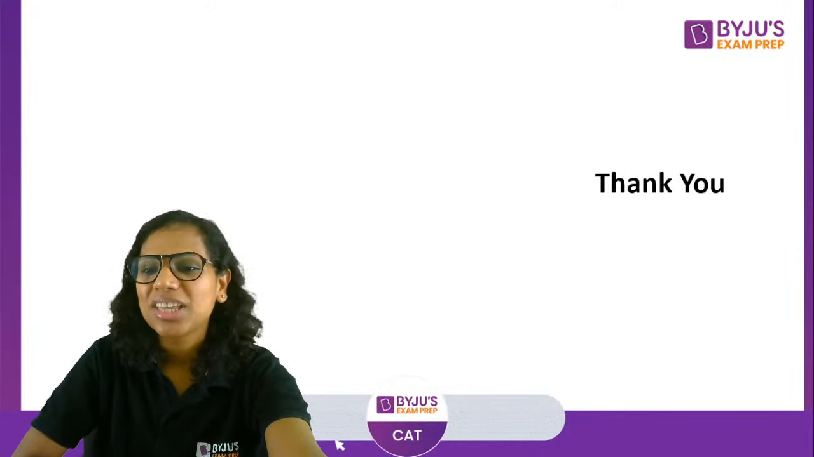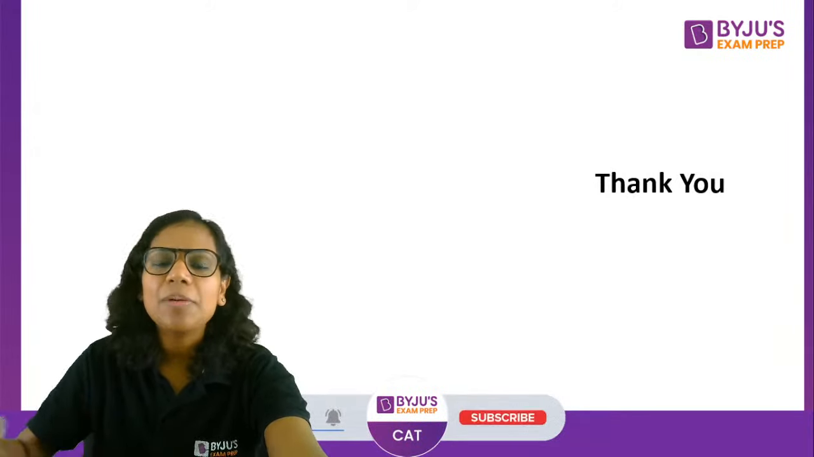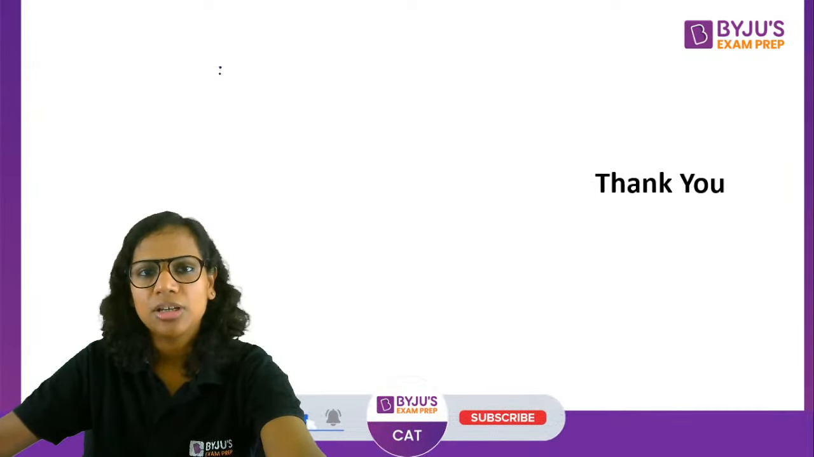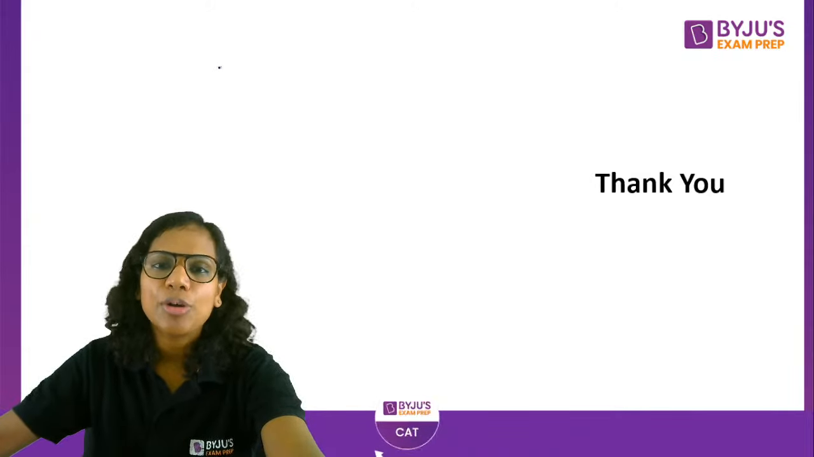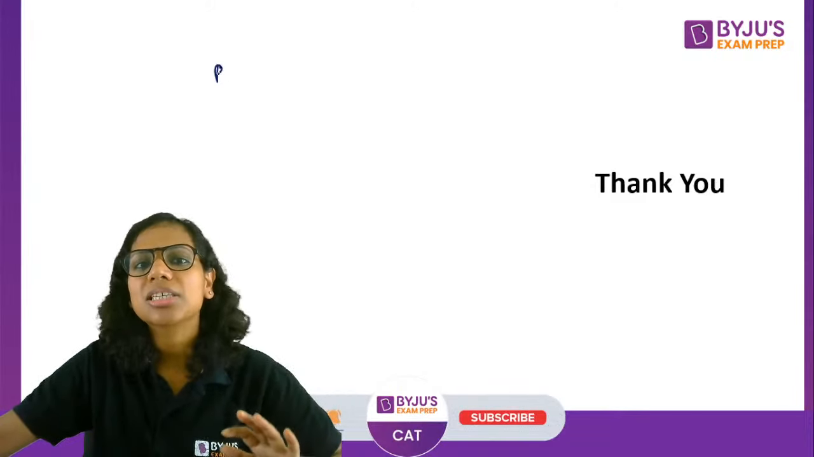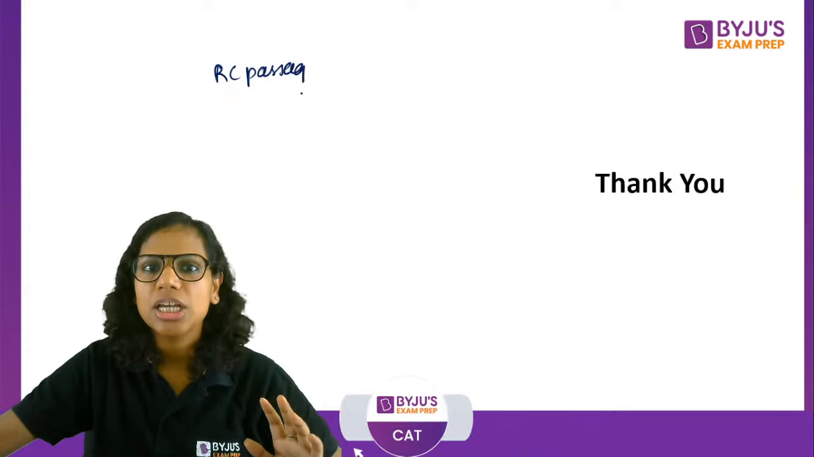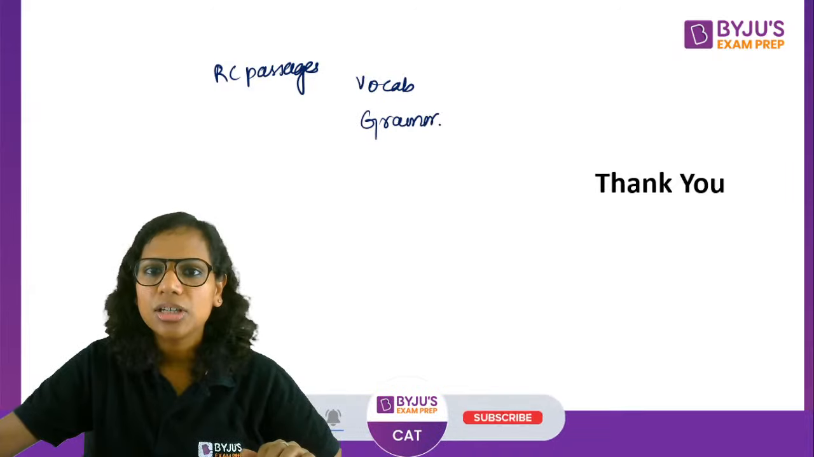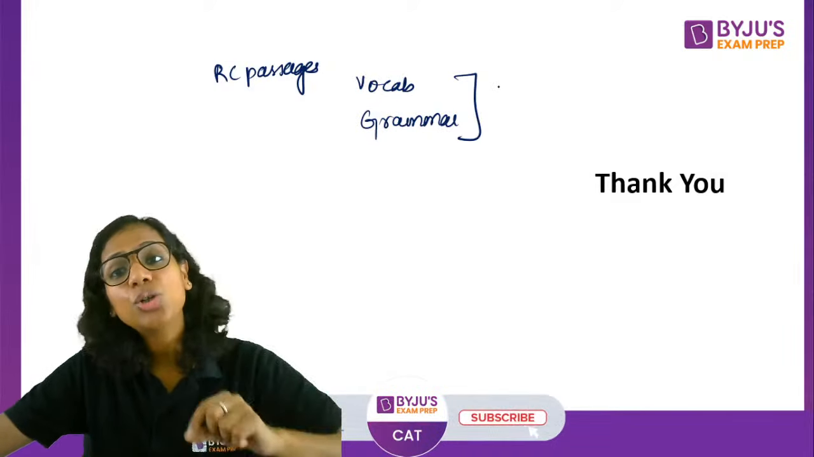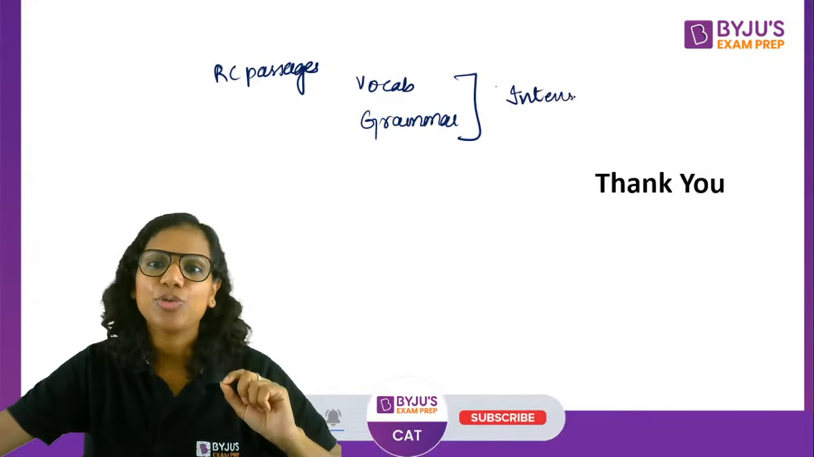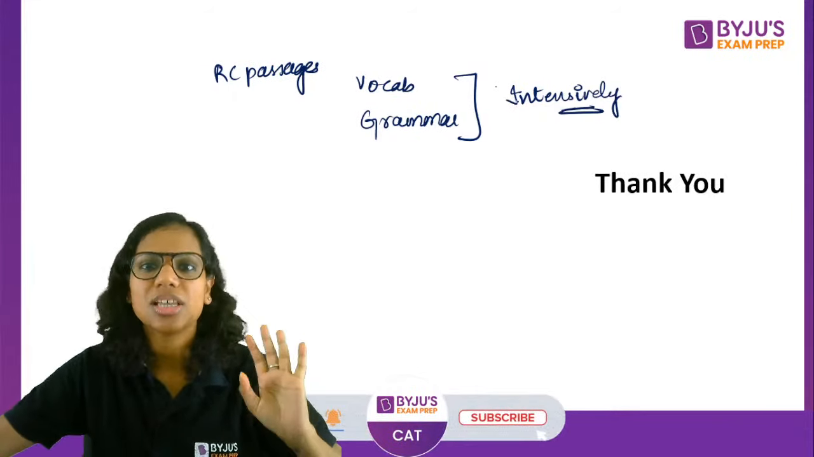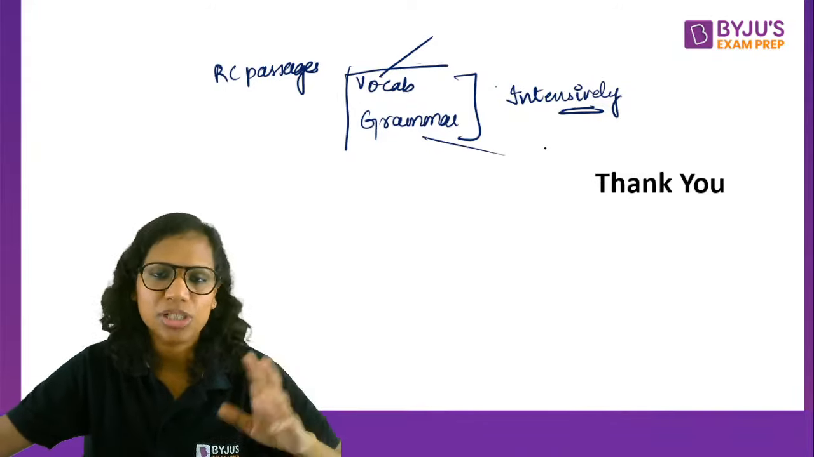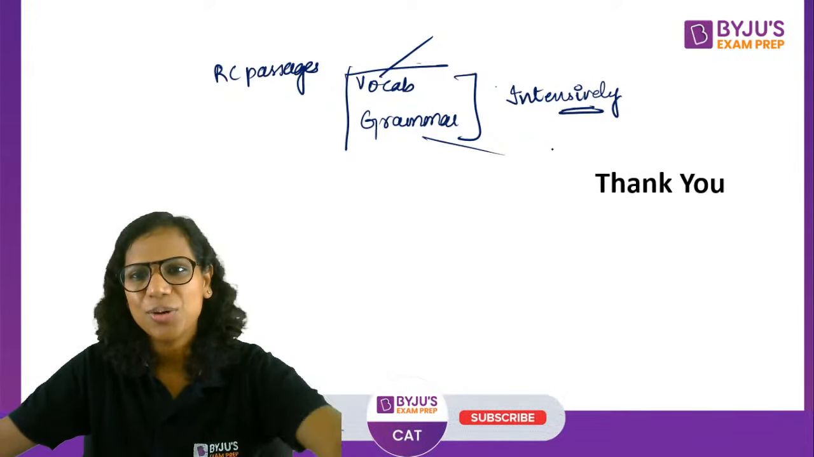Till then, for SNAP, actually, we do have memory-based papers floating online, so you can have a look at them. Okay. However, in the recent 2 years, SNAP has not been asking RC passages. It's mainly focused on vocab and grammar. So see the kind of questions that have come, and then you need to prepare intensively for vocab and grammar for SNAP. Out of 15 questions, 7 from here, 7 from here, probably 1 or 2 parajumbles. That has been the trend in the last 2 years.